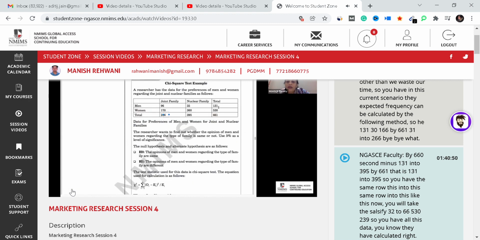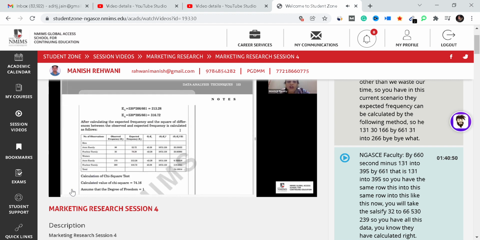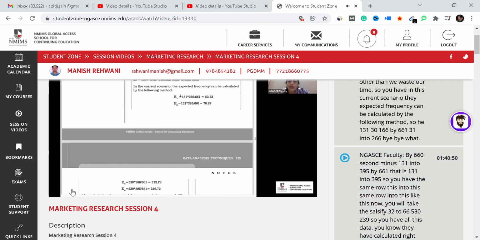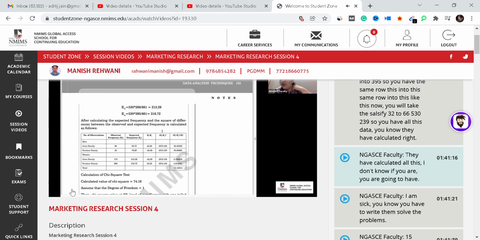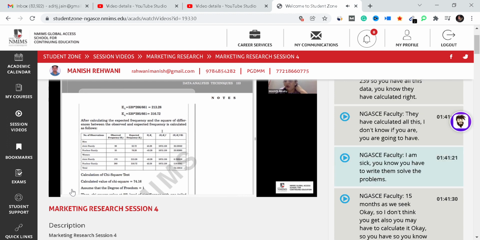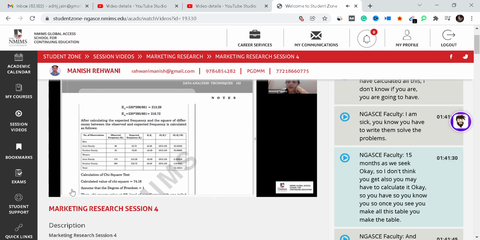That is 131 into 395. So you have the same row, this into this, same row into this. Like this, now you will take this also: 530 into 266, 530 into 395. So you have all this data, they have calculated, right? They have calculated all this. I don't know, you are going to have MCQ, or you have to write the answers, solve the sums. 50 marks as MCQ. Okay, so I don't think, if you get also, you may have to calculate it.